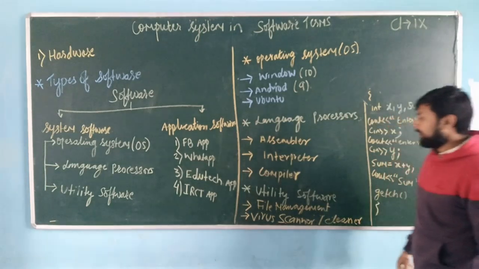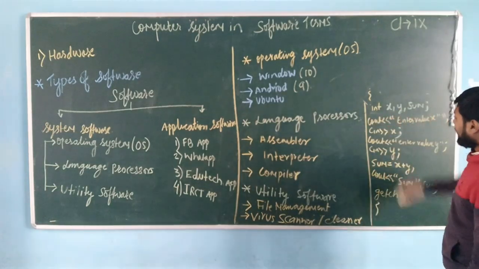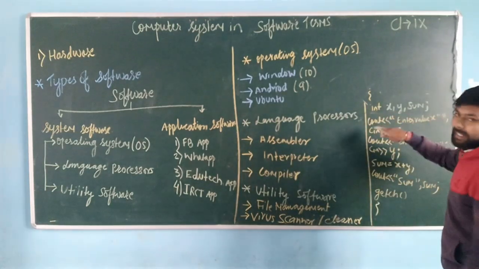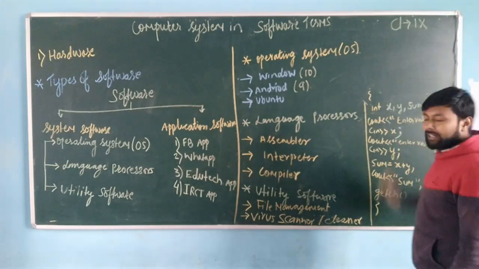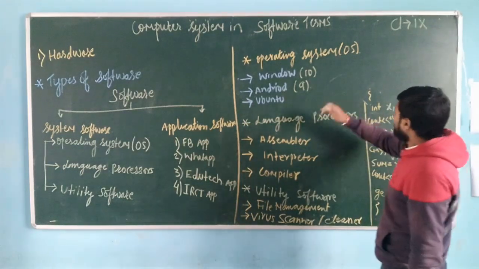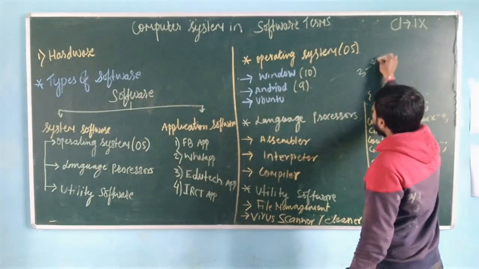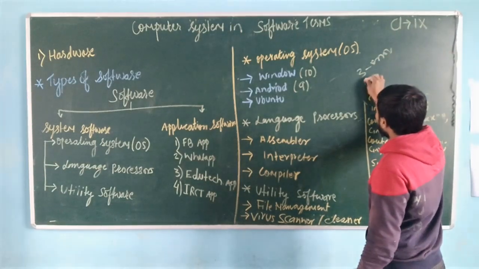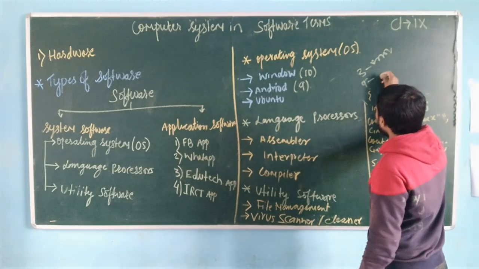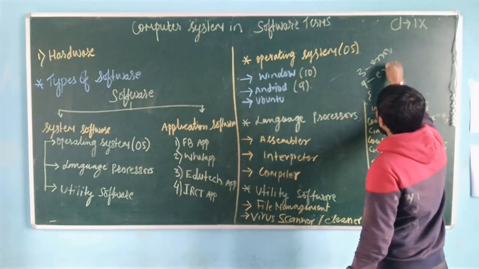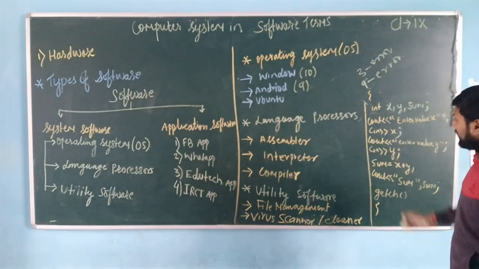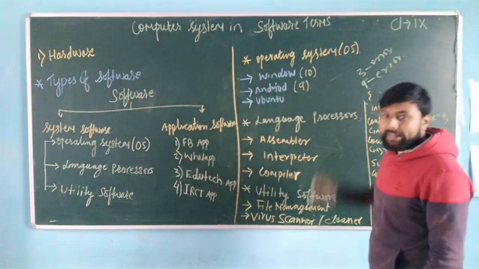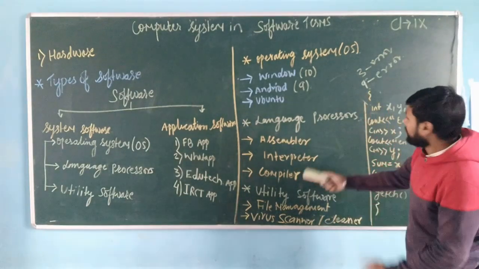Now come to the compiler. The compiler does not check line by line. It will compile the whole program at a time. Then it reflects together that line number 3 has an error and line number 9 has an error. It will not check line by line; it will compile the whole program at a time. That is the function of the compiler.